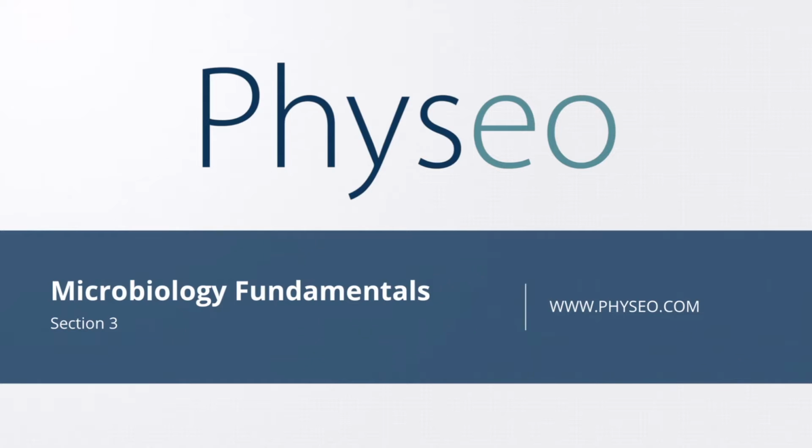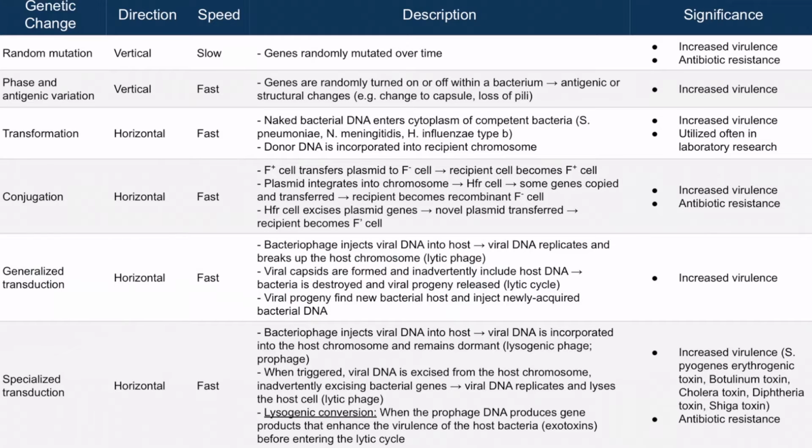Welcome to Section 3 of Microbiology Fundamentals. In this section, we'll be discussing bacterial genetics. Let's get started. Here's the table outlining bacterial genetics and the various changes that can occur. The main reason you need to understand this topic is because genetic change can increase the virulence of bacteria, as you can see with this far right column.